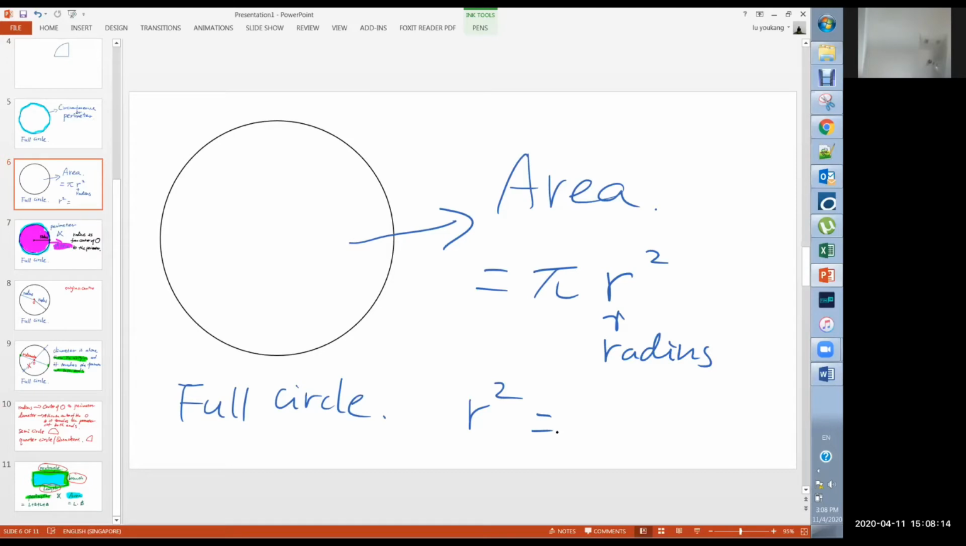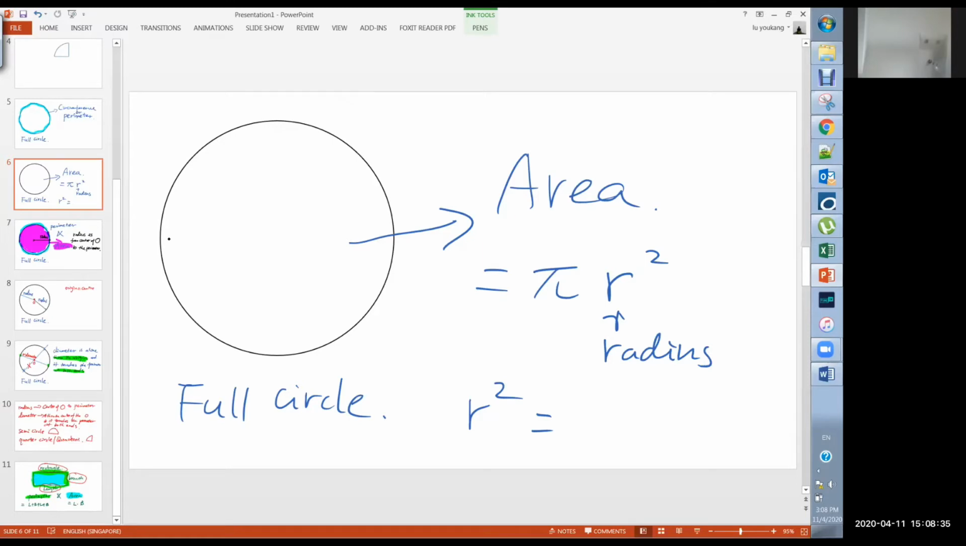That's good for R. But you don't know how to key in square. I asked you to key in square. Where's your square? R square, right? Yeah, good. That's how you key in square. Okay, good. So that's the formula to find area.